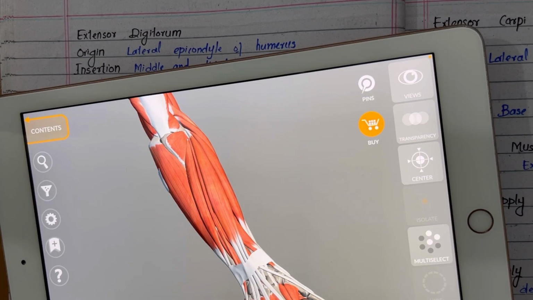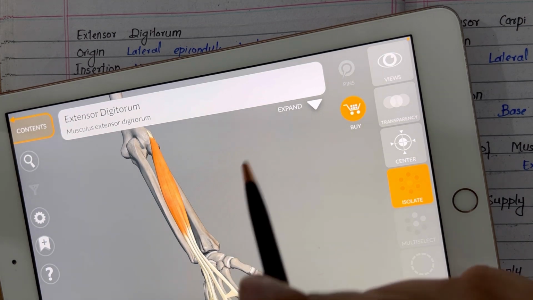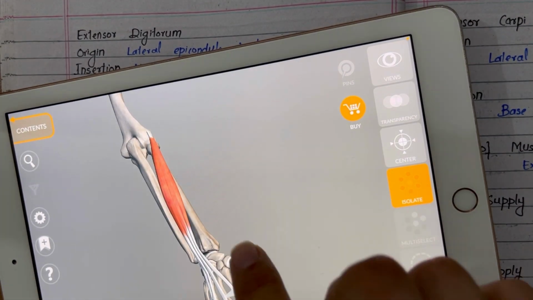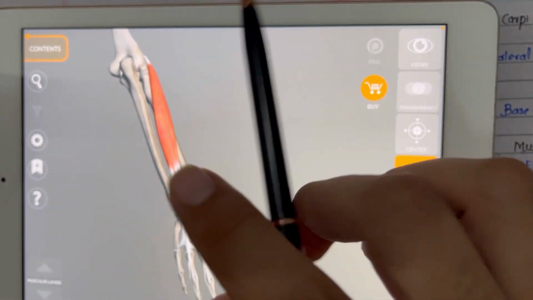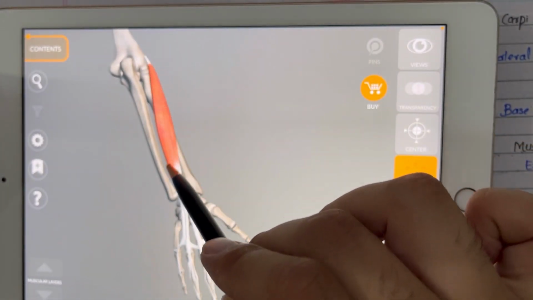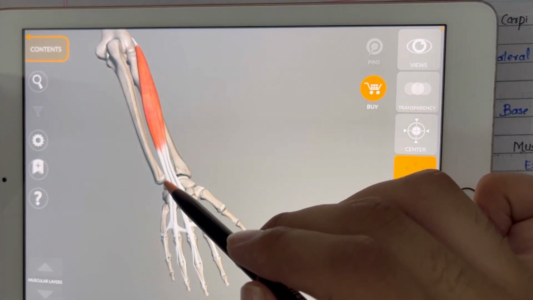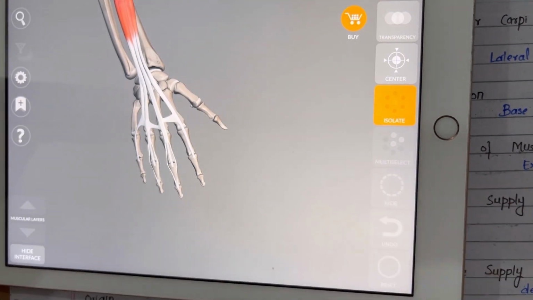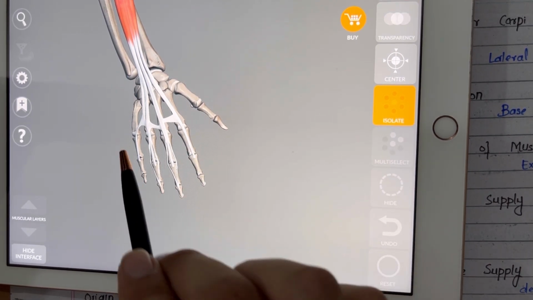Students, moving toward the second muscle of the posterior compartment of the forearm, which is the extensor digitorum. The extensor digitorum muscle originates from the lateral epicondyle of the humerus bone. This is the lateral epicondyle of the humerus bone. This muscle runs inferiorly and posteriorly and divides into 4 tendons. These tendons insert into the middle and the distal phalanges of the fingers.